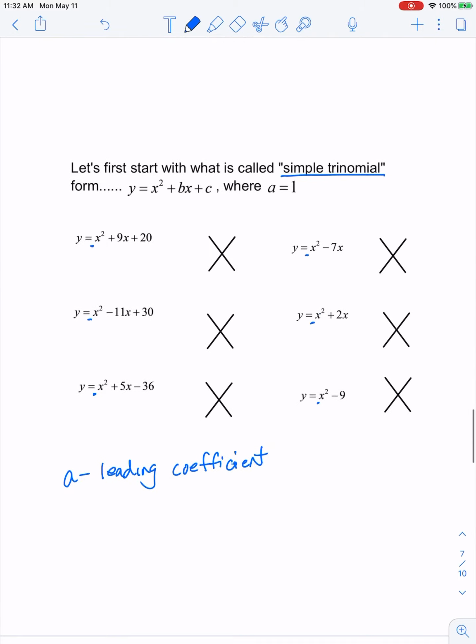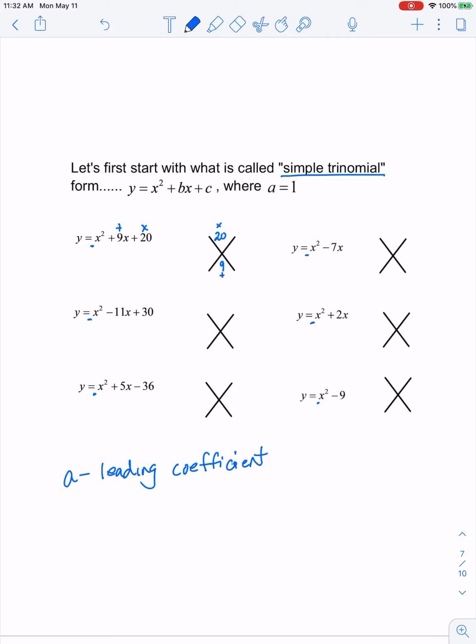So what we're going to do is, see I've got these little x's in here, and in the top you're going to put what they multiply to get. So I'm going to put multiply to give me 20, and they have to add to give me 9. So they multiply to give you this last number, and they add to give you the middle number, the middle coefficient.